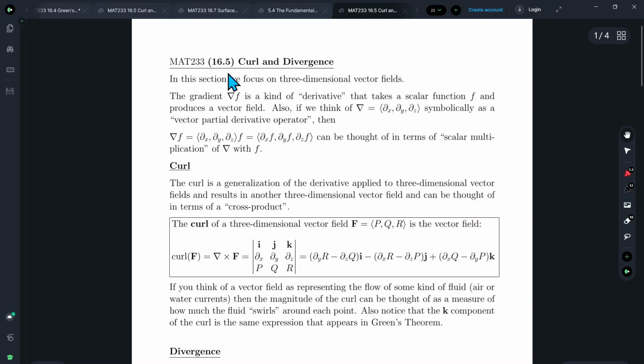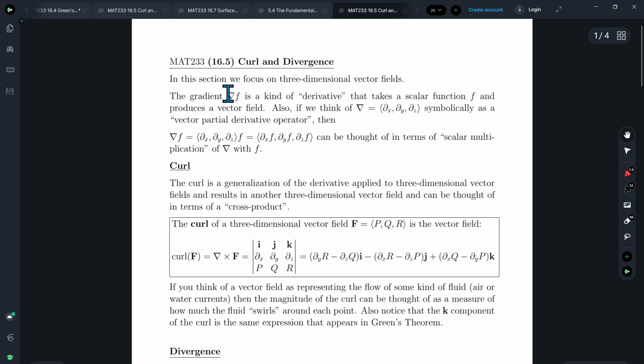In section 16.5, we'll take a look at curl and divergence, which are two kinds of derivatives that we apply to three-dimensional vector fields. So all of the vector fields that are used in this section are going to be three-dimensional. Okay, so before we get to curl and divergence, let's quickly revisit the gradient vector field.